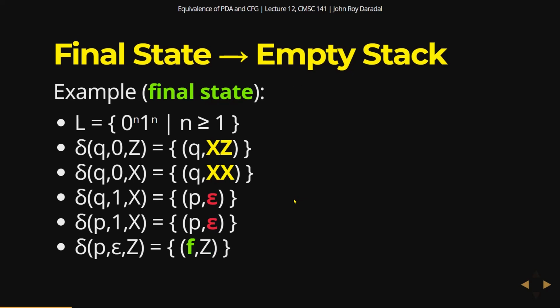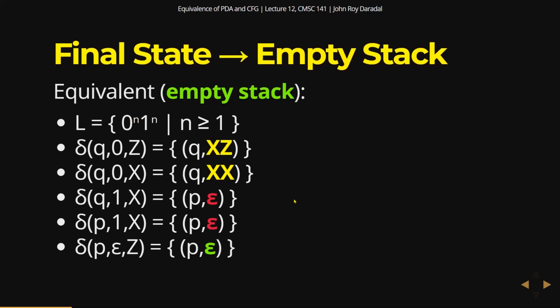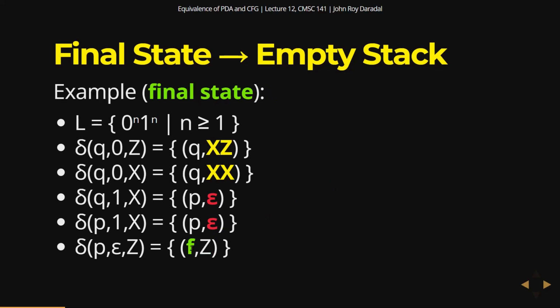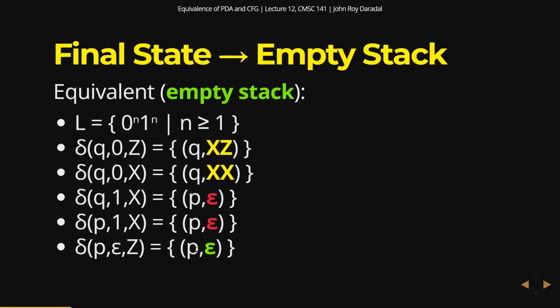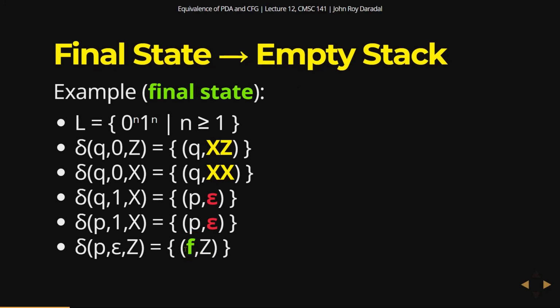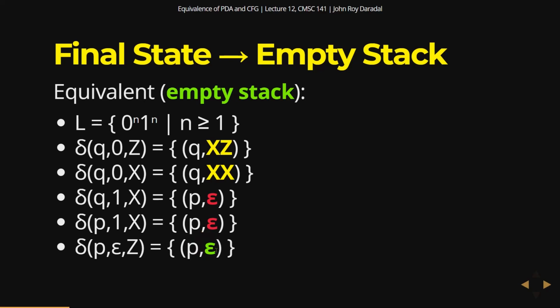Okay, so again, from this one, it becomes this one. So the only thing that changed was, instead of transitioning to a final state F, we stayed at state P, but instead of having the bottom marker Z, we replaced it with epsilon to make it literally empty. And that's the only thing that you need to change.